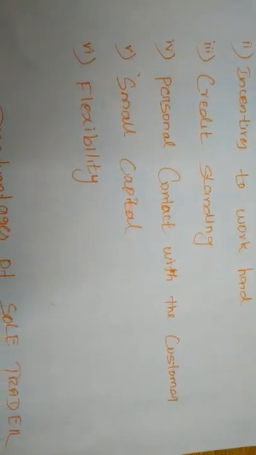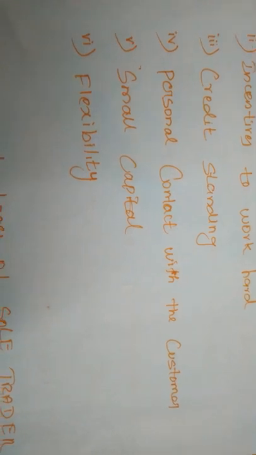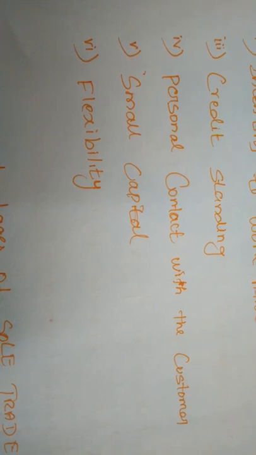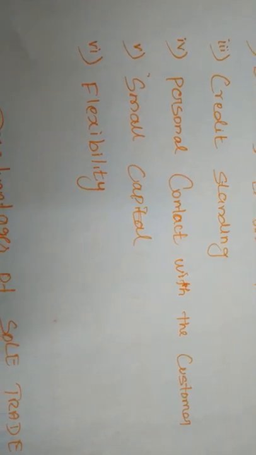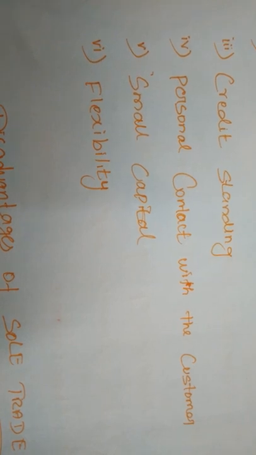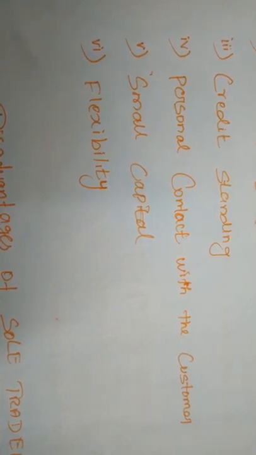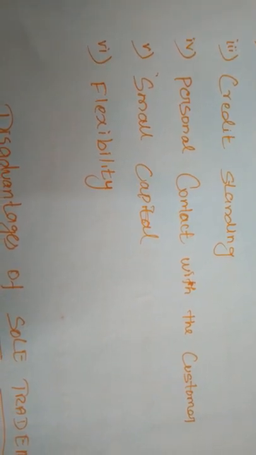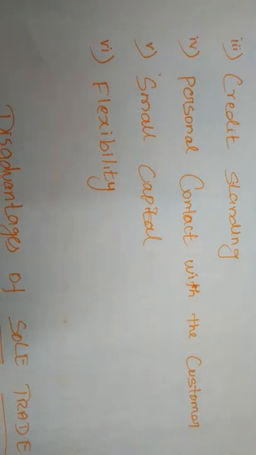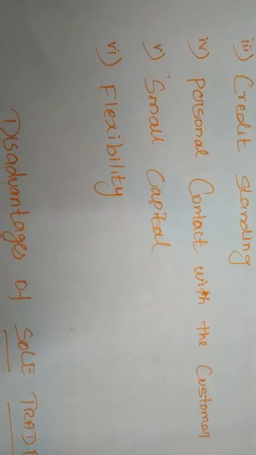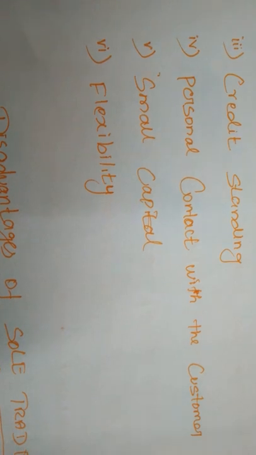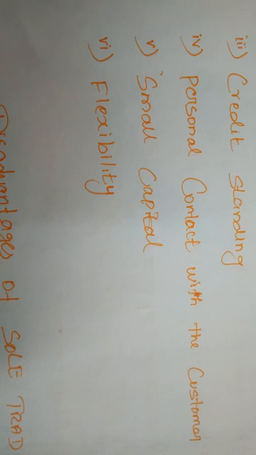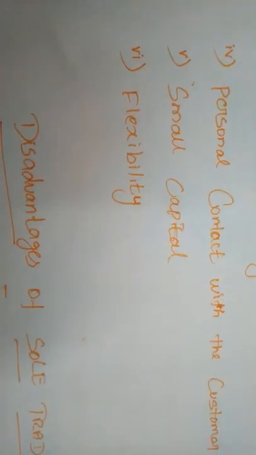Small capital is also one of the advantages in this sole trading business. For the purpose of establishing large scale industries, it needs more capital and more assets and more properties and more number of partners. But to start any small scale or sole trading organization, small capital only is enough. So he can easily arrange a business organization like a petty shop or a tea shop.